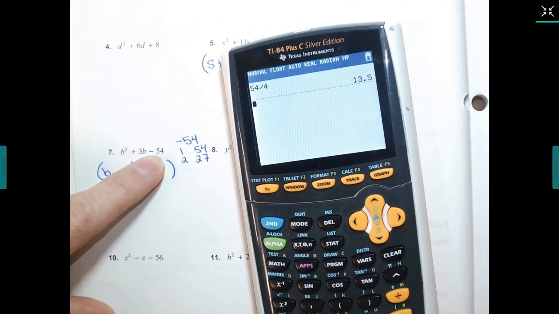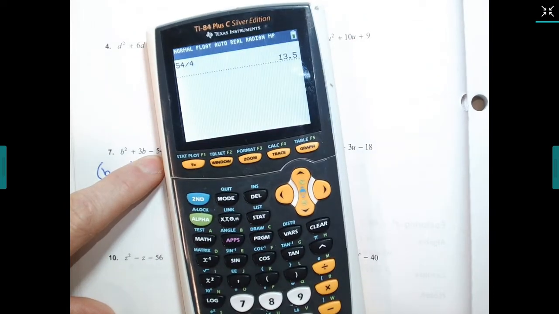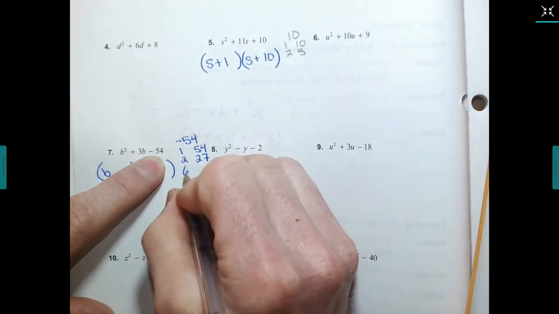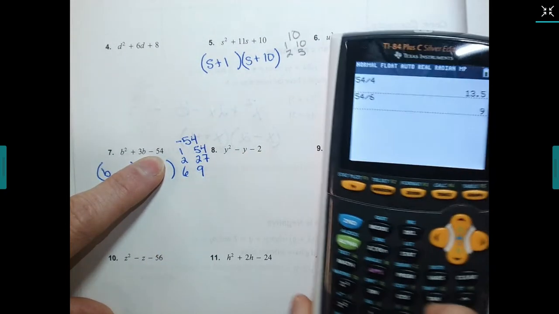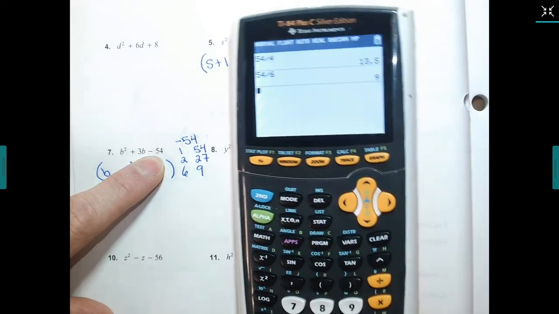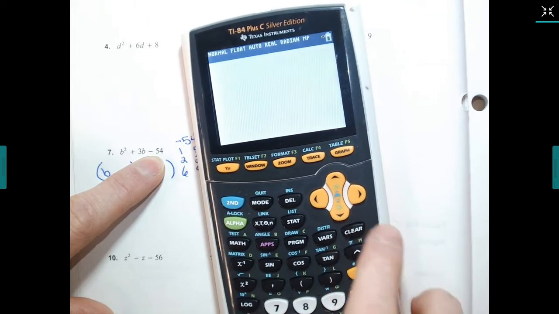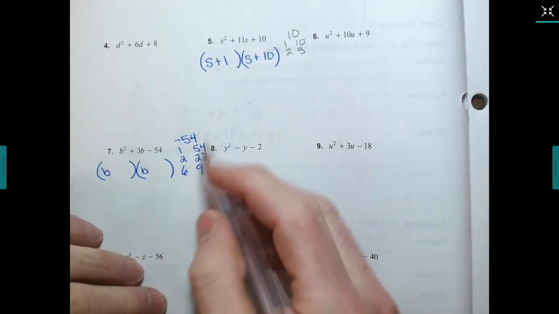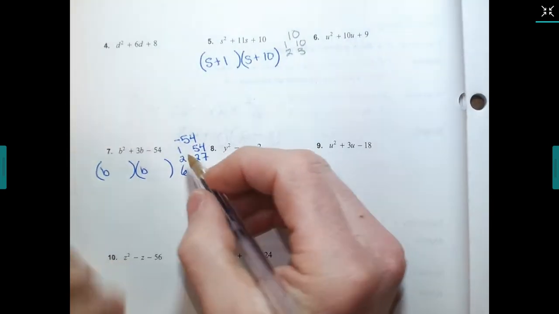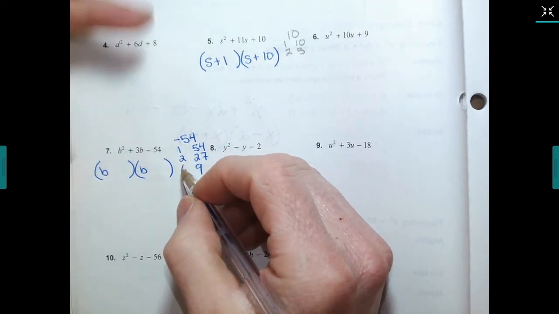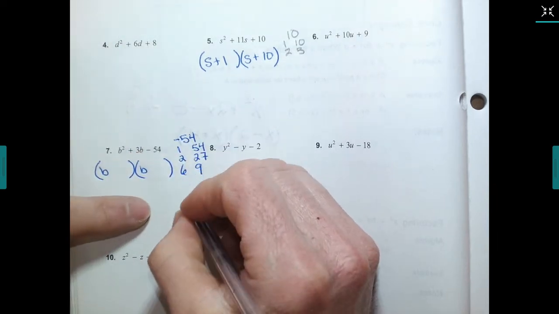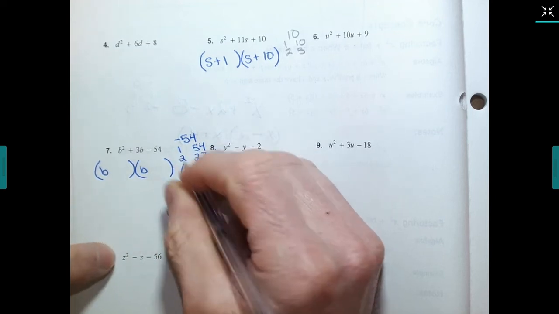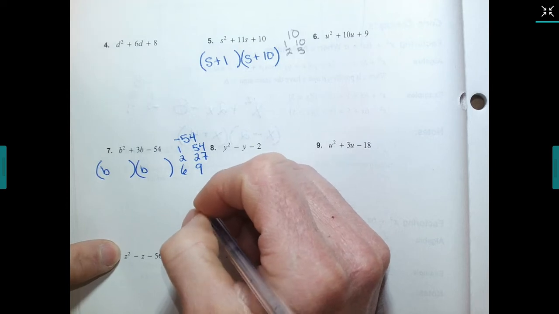54. Let's see, that's 4, 5, 6. Yep, 6 times 9. 7, no. 8, no. 9, yep. Okay, so I got to 9. So there's all my options. I went 1, 2, 3, 4, 5, 6, 7, 8, 9. When I got to 9, I saw the 9 on this side, so that means I'd gotten all the way around.